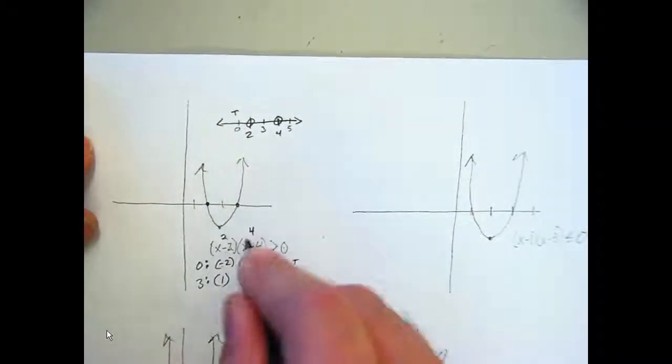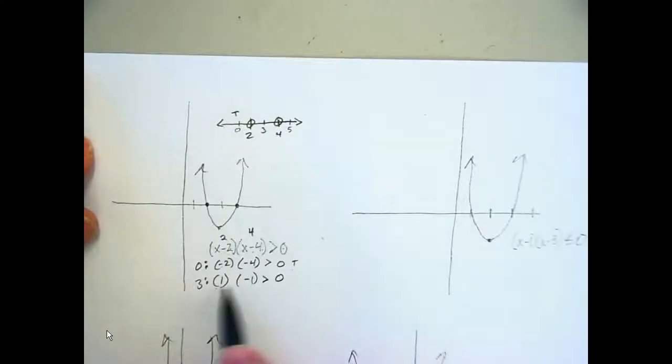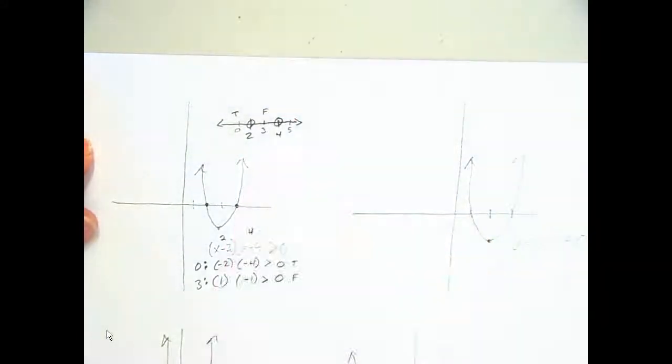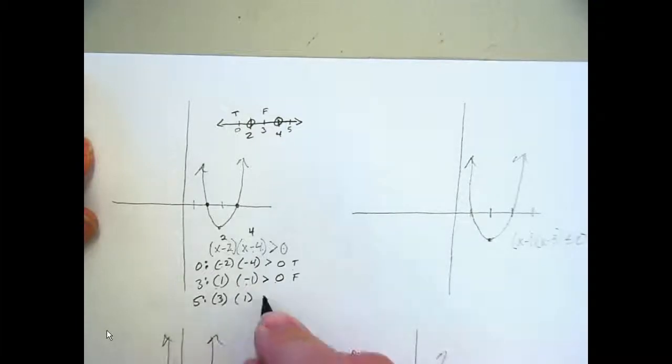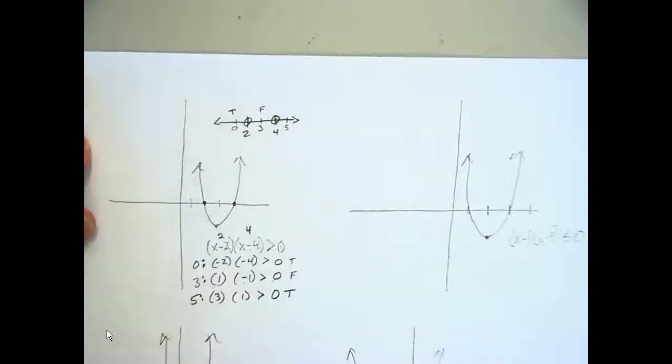When I test 3, what's 3 minus 2? 1. 3 minus 4? -1. 1 times -1. That is -1. Is -1 greater than 0? No, that is a false statement. And I put 5 in. What's 5 minus 2? 3. 5 minus 4? 1. 3 times 1? 3. Is that greater than 0? Yes, that is a true statement.